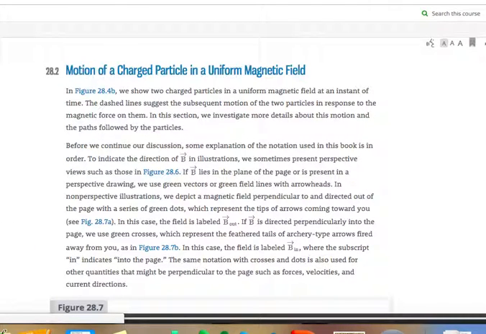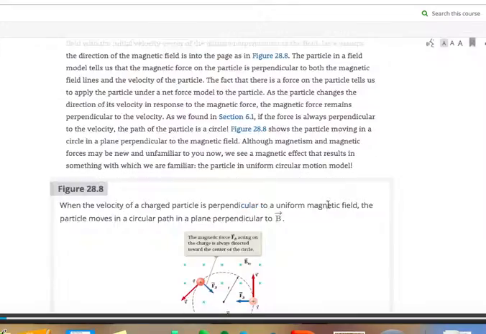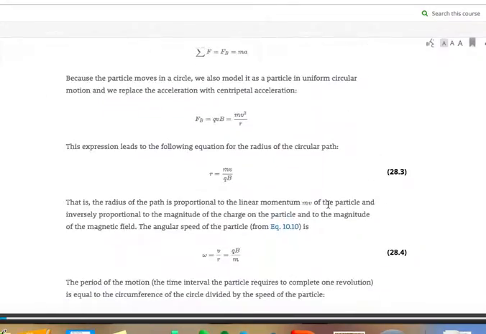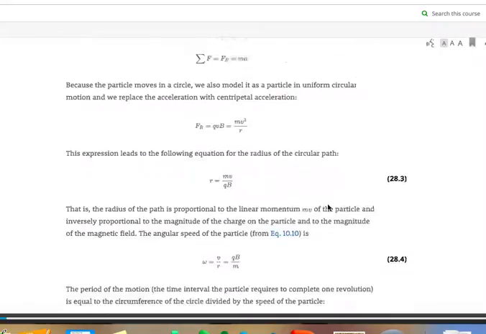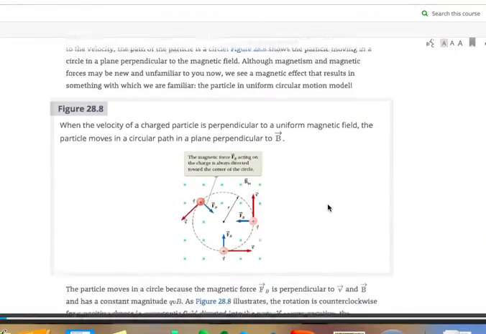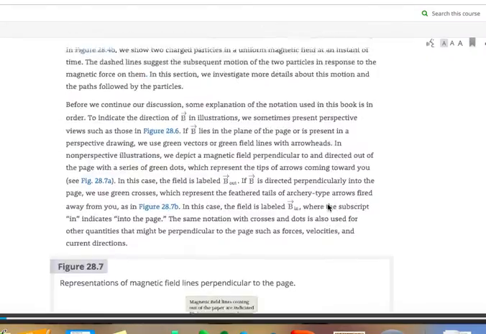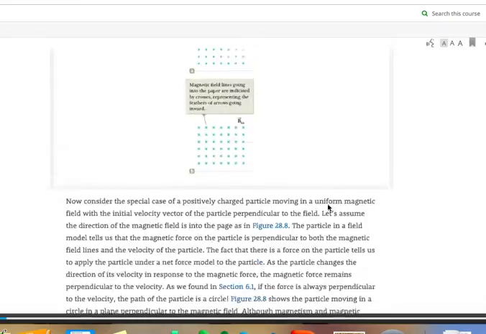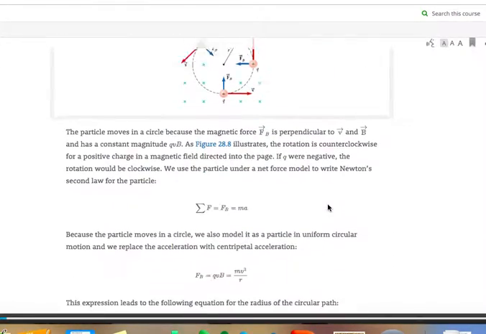Moving to the next stuff. The unit of magnetic field is a Tesla. I don't think I defined that yet, but a Tesla is a Newton per ampere meter. You do need to know that. The unit of magnetic field is a Tesla.